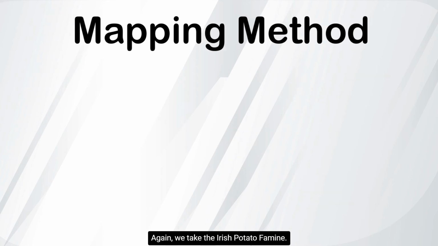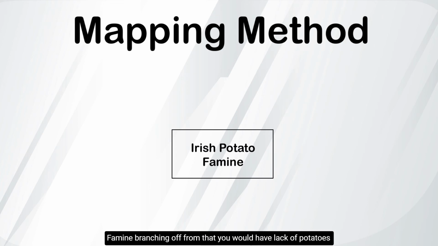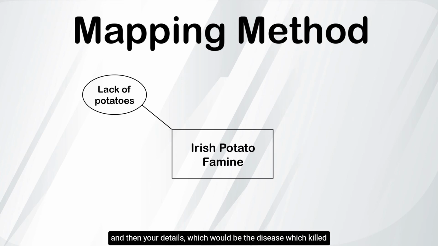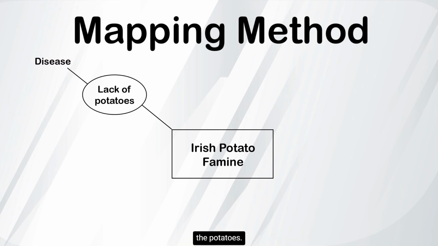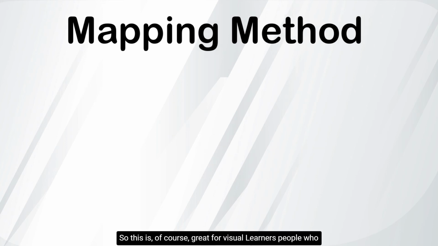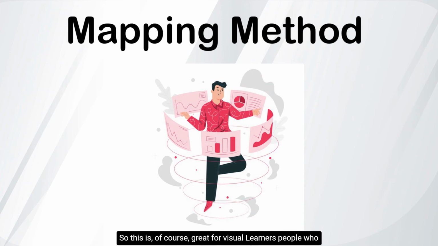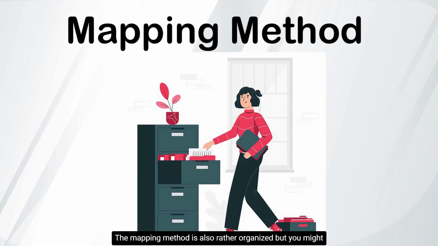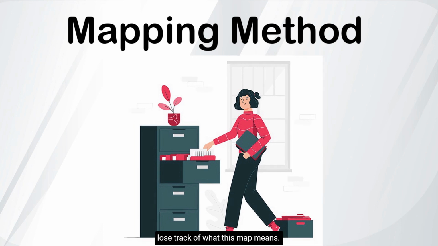Again, we take the Irish potato famine. In the square in the middle, you would have Irish potato famine. Branching off from that, you would have lack of potatoes, and then your details, which would be the disease which killed the potatoes. So this is, of course, great for visual learners, people who like to have their information very visually presented. The mapping method is also rather organized, but you might want to review it every few days just to make sure that you remember what your map is talking about, so that you don't lose track of what this map means.